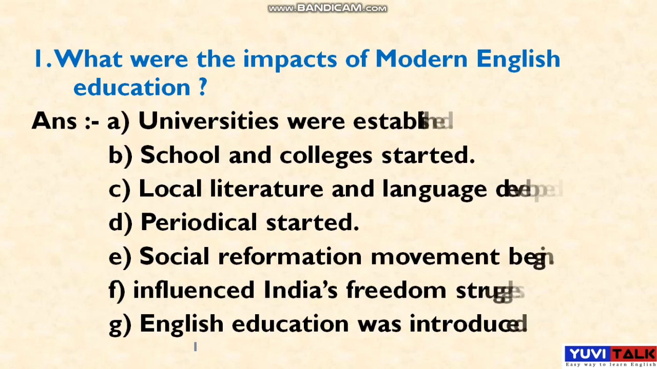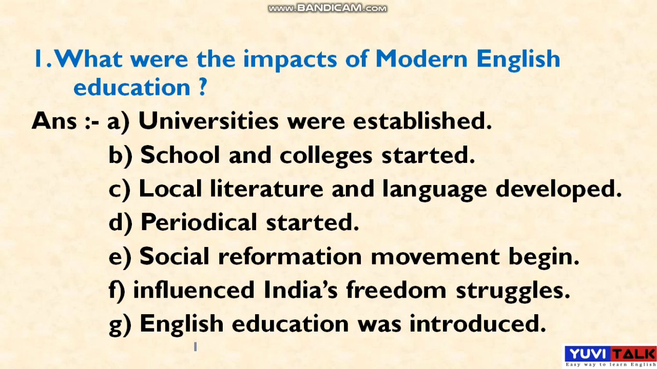The first thing is many universities were established in our country, and second, schools and colleges started, and third, local literature and language developed, and fourth, periodicals started, and fifth, the social reformation movement began, and sixth, it influenced India's freedom struggle, and it also influenced the Indian freedom fighters. Next, English education was introduced. You know that at that time many Christian missionaries came to India. They formed English medium schools. So these are the points that happened after the Britishers brought modern English education to our country.